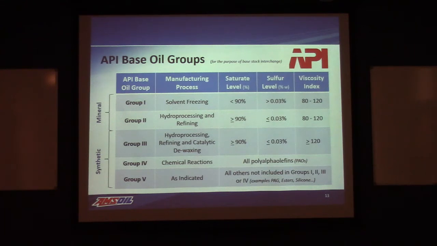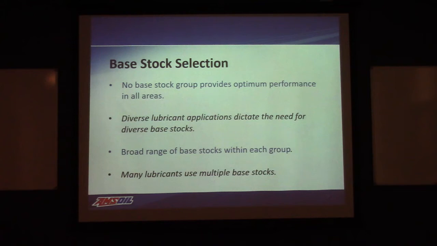Okay? Group 4s are PAOs only. Group 5s basically are anything else. Most of them are synthetic, like diesters or PEGs, silicone, this type of thing. But actually anything else that doesn't fall in any one of the upper 4 categories is going to be thrown into Group 5. So we have really a wide variety of things there.